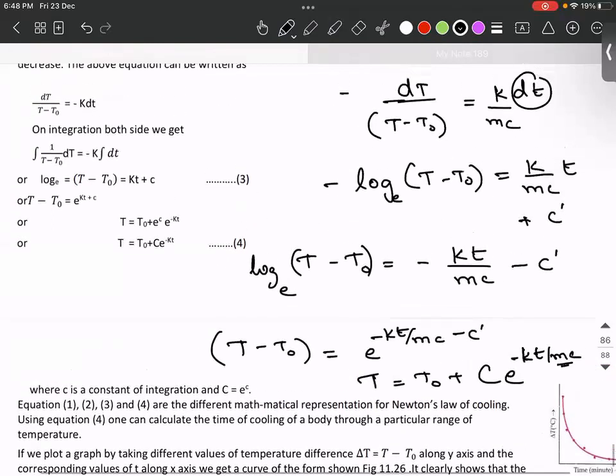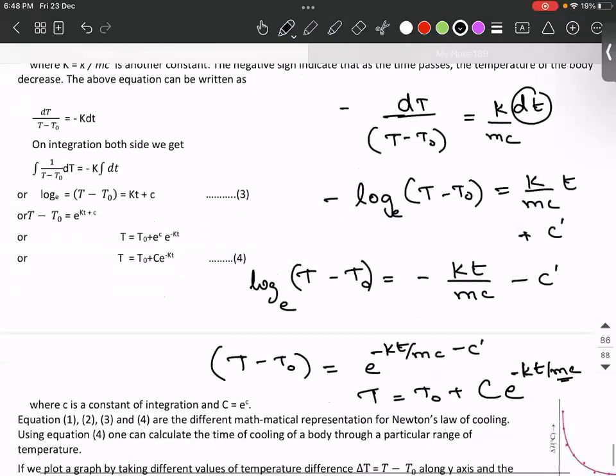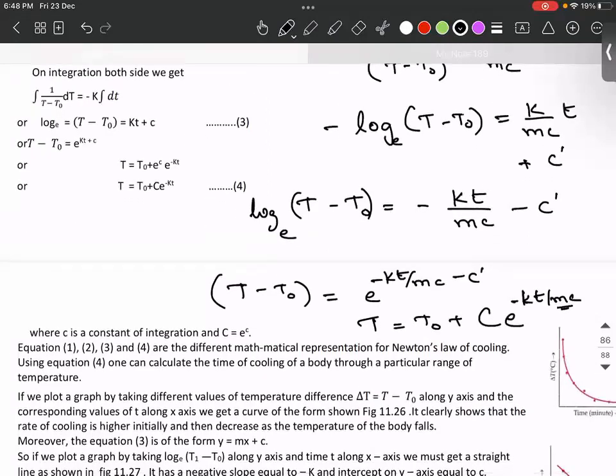That KT divided by MC, they took it as some capital constant, but this is how the expression is. So if you want to find the temperature of the system at some instant, because the temperature of the surrounding, being very large, is assumed to be a constant, you will substitute the time here, and that will give you the value of the temperature at that instant.